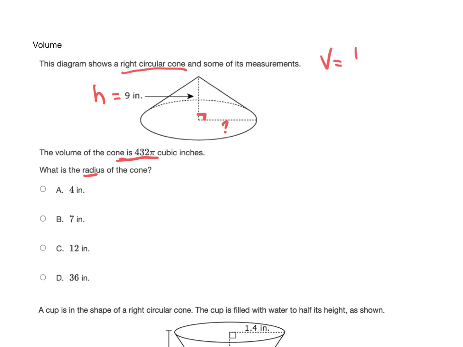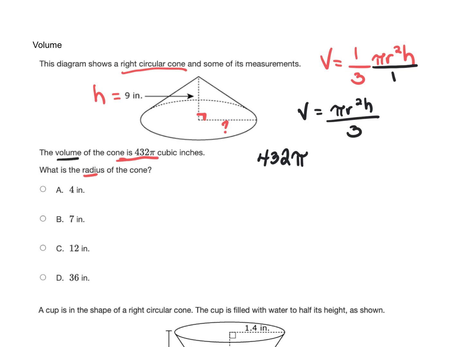Okay, so volume is 1/3 pi r squared h. Okay, and if it makes it easier for you to look at, we can rewrite this as pi r squared h all divided by 3. Very similar to how we solved our pyramid. Now, because we're given the volume, we can solve for the radius. So the volume is going to be 432 pi. That's what they told us it was.